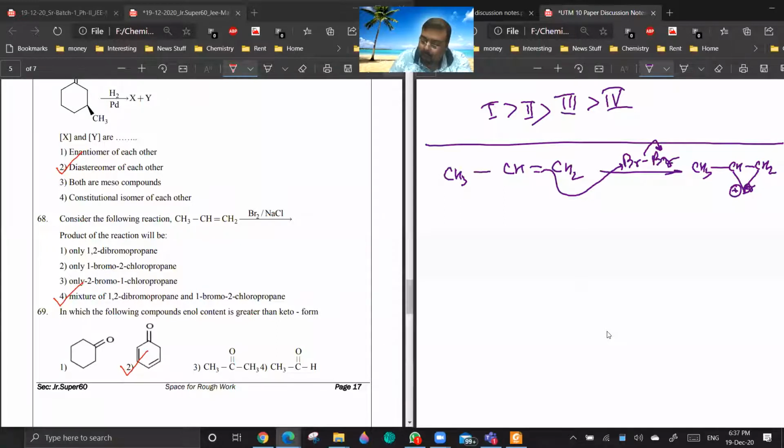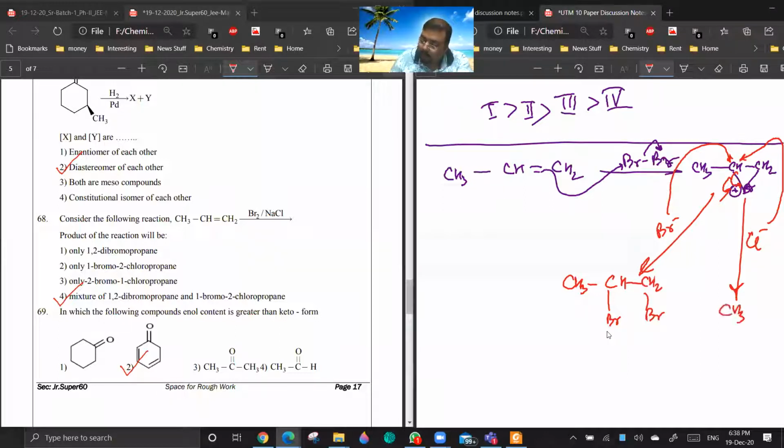Okay. Now see, if you are using Br minus, it will attack here and the ring will open. If you also have Cl minus, then this will also attack here and the ring will open. Getting a point? So it will depend on how many nucleophiles are available. So you will be getting this plus this as product. Are you getting a point?